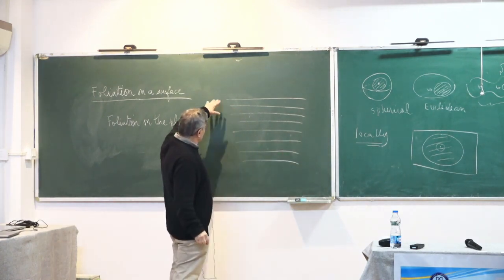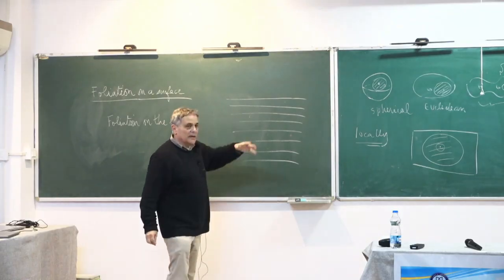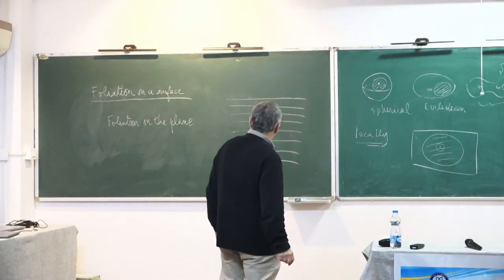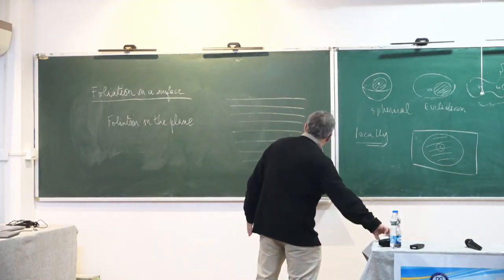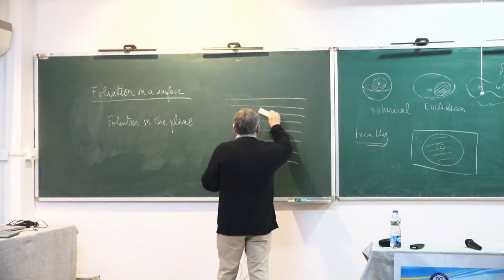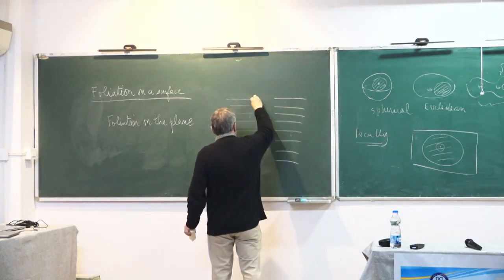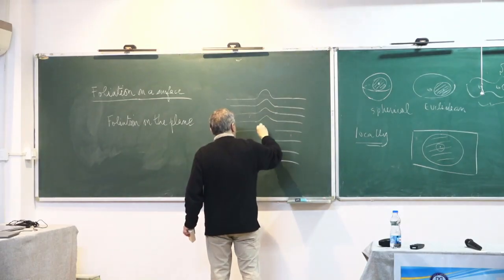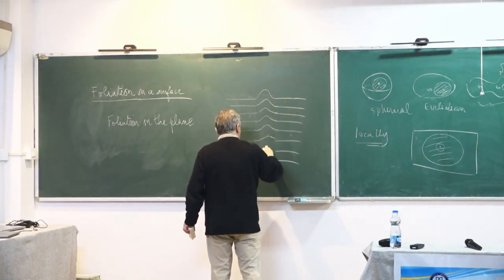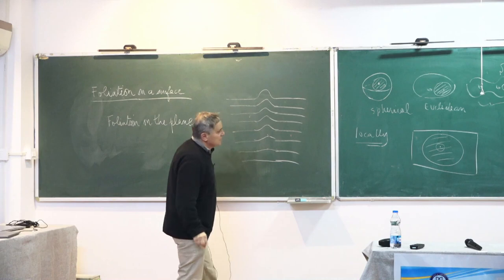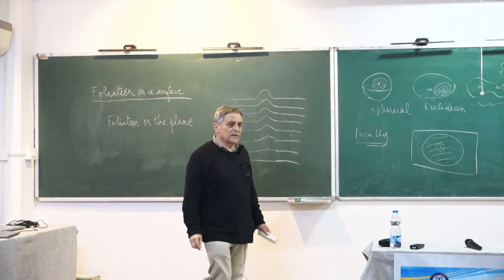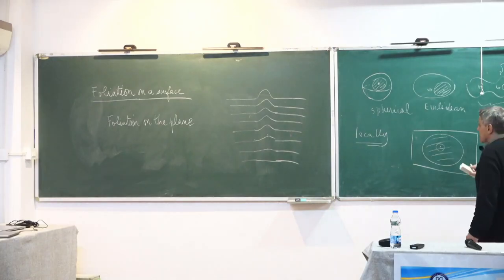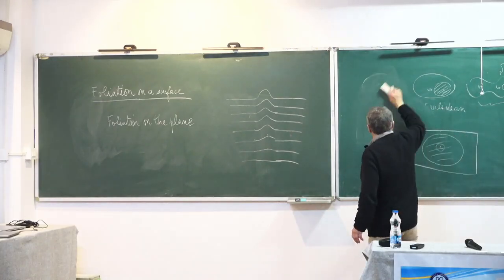So you fill the plane with horizontal lines. This is an example of a foliation. You could make it like this, and so on. This is also a foliation. So what is a foliation? How do I define a foliation on a surface? Let me tell you how you define a foliation on a surface.